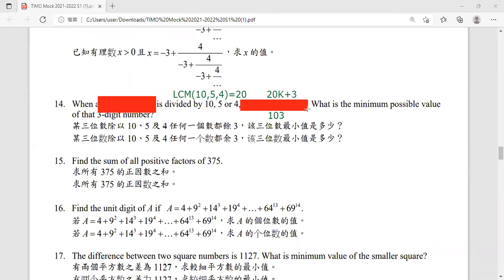Which is 20 here. But I have a remainder of 3, so I have to add 3 to the multiple of 20. But the further condition is that it is a three-digit number, and I have to find the minimum. So I have to calculate the multiple of 20 up to a three-digit number and add 3 to the answer. So which is 103.